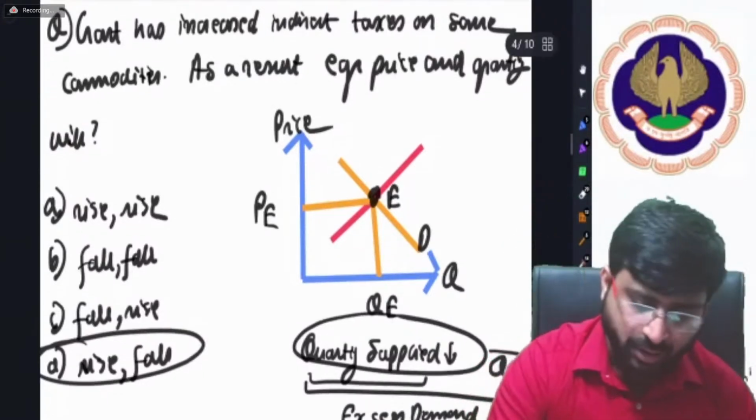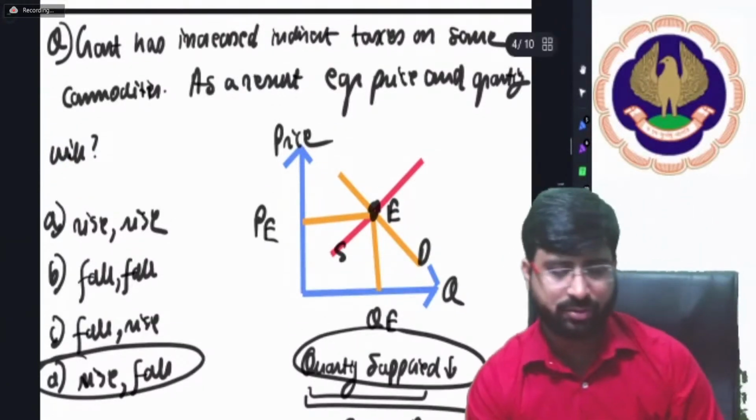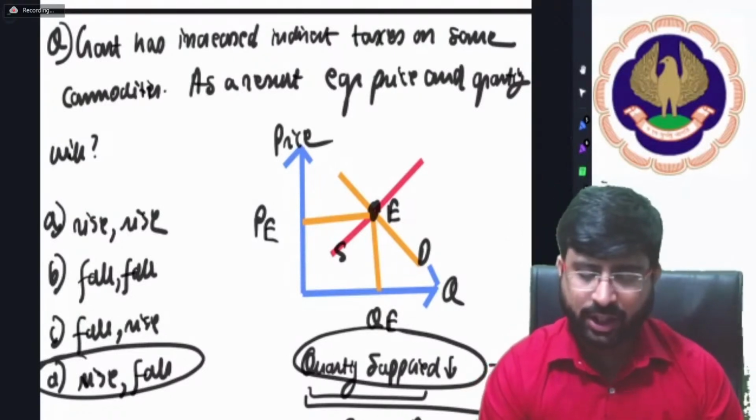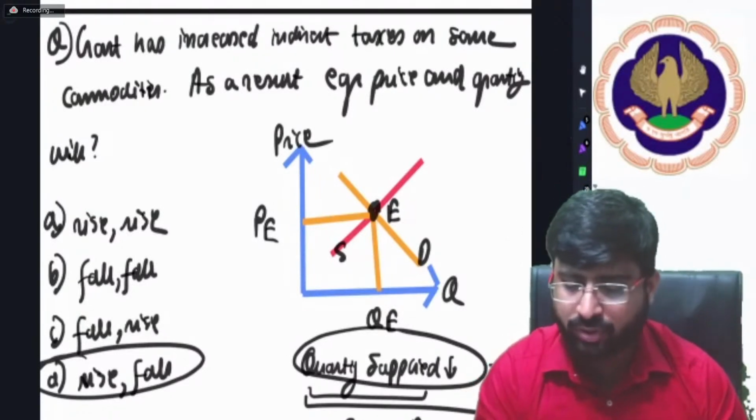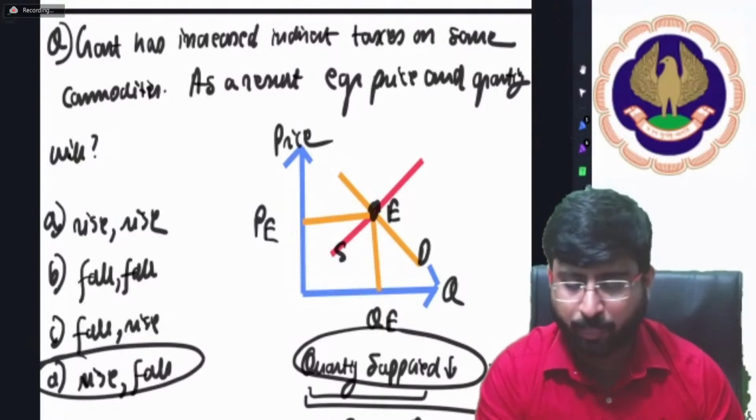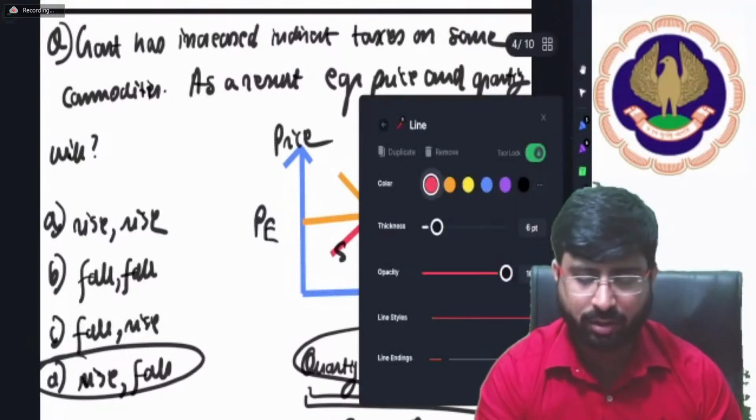Now, friends, if the government is raising the taxes, it will lead to a fall in supply, because now producers will be demotivated because their profit margins will go down further.